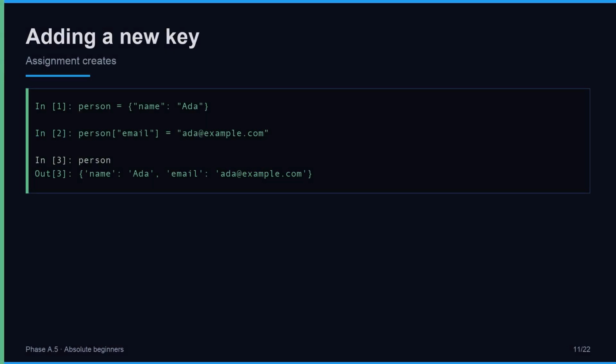Dictionaries are changeable, you can grow them. To add a new key, you write person["email"] equals a value. If the key does not exist yet, Python creates the pair for you. After this, person contains name and email. The new pair appears at the end of the dict. You did not need to declare it ahead of time, assignment to a fresh key just adds it. That freedom is part of what makes dicts so handy. Grow it as you go.